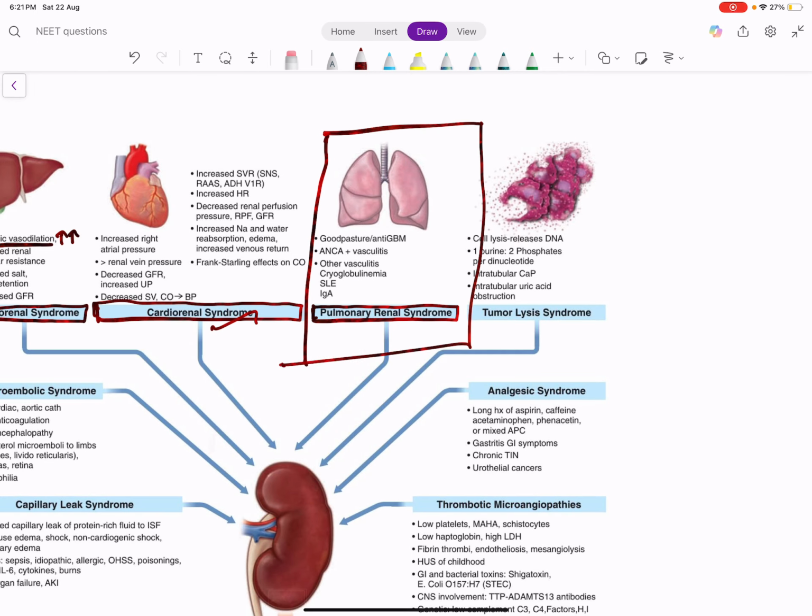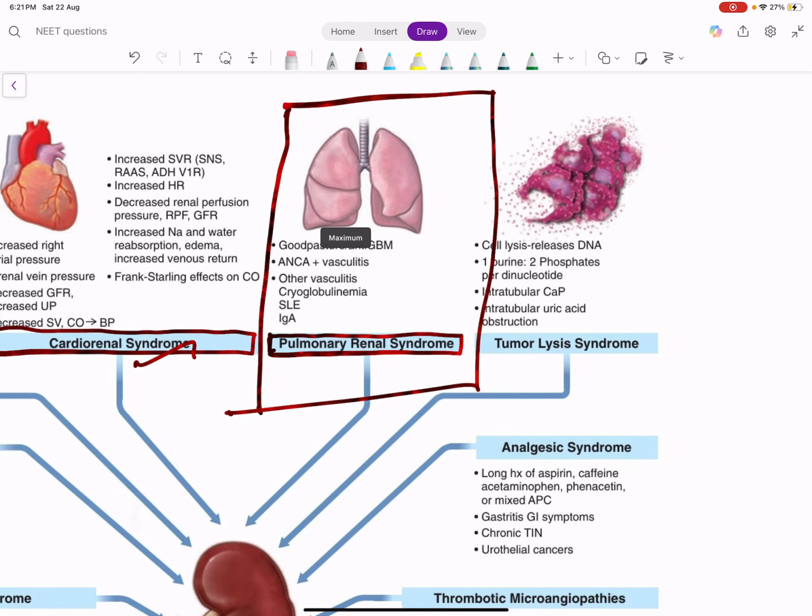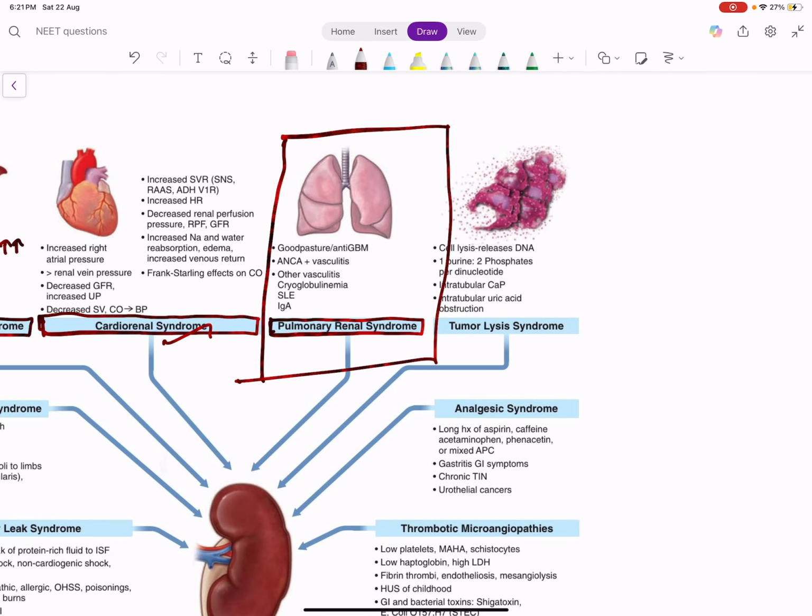Like the brain is having small blood vessels, the kidney is having small blood vessels, the lungs also have small blood vessels. So in some autoimmune diseases, all the blood vessels are affected. So in Goodpasture syndrome also, lungs are affected, kidney is affected. It is called anti-GBM disease, glomerular basement membrane disease.